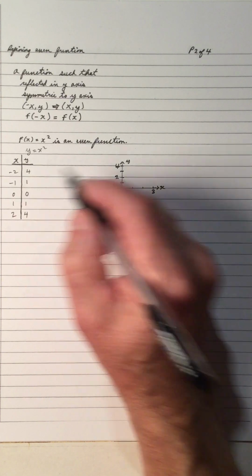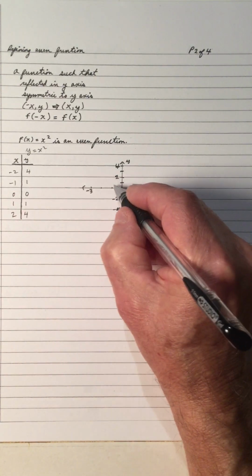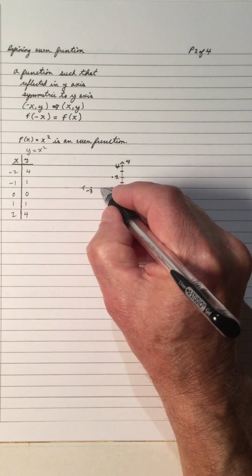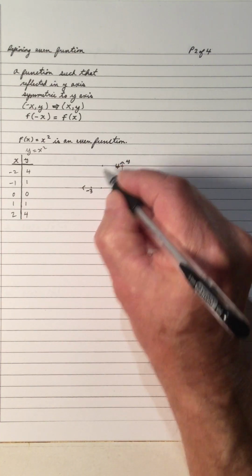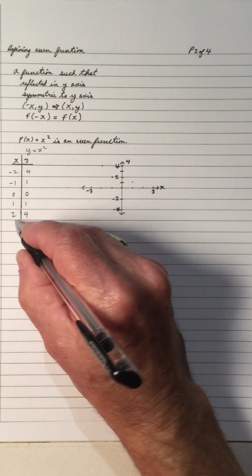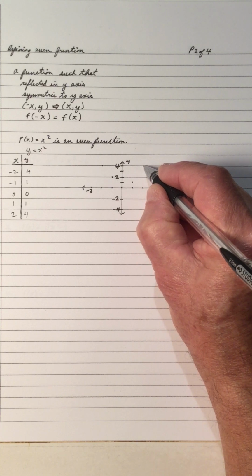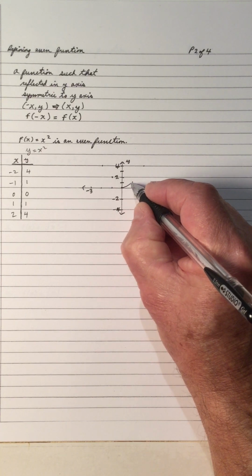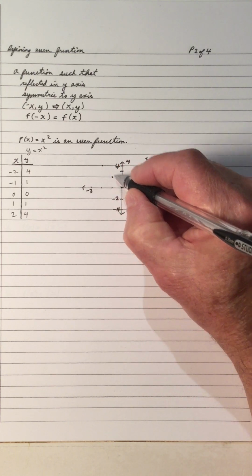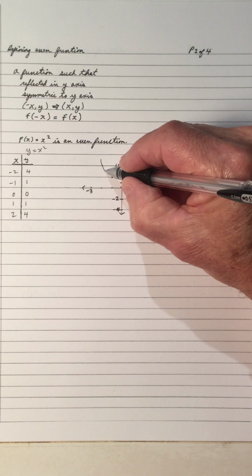So it has a vertex of 0, 0. When x is negative 1, y is 1. When x is negative 2, y is 4. When x is 1, y is 1. When x is 2, y is 4. So it's a parabola that's opening upward, and we practice that over and over in the unit on quadratics.